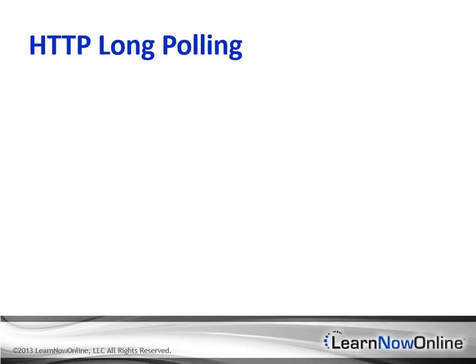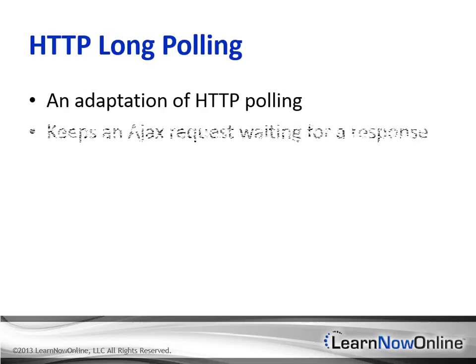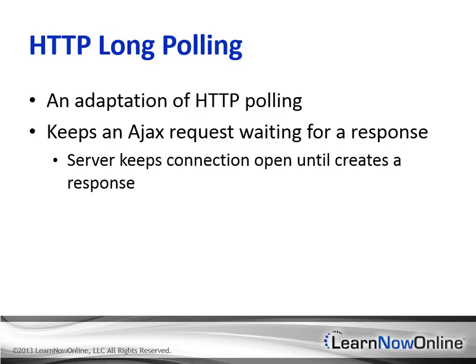There's an interesting variation of HTTP polling that can alleviate some of the drawbacks of that technique. HTTP long polling keeps each AJAX request waiting until something interesting happens, essentially by not generating a response immediately. So the client makes a request, and the server keeps the connection open until it has something meaningful to return to the client. Compare this to the regular polling technique, where the client makes a request, the server immediately responds, usually with no data, and the client immediately makes a new request.